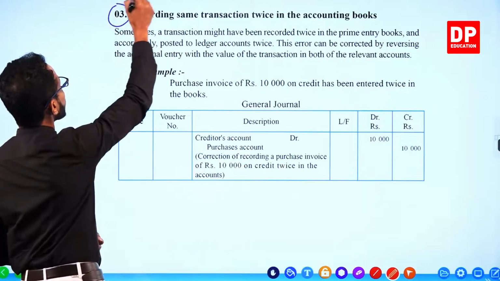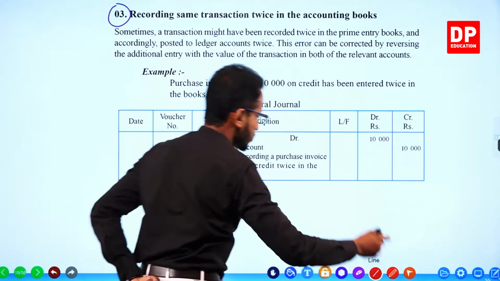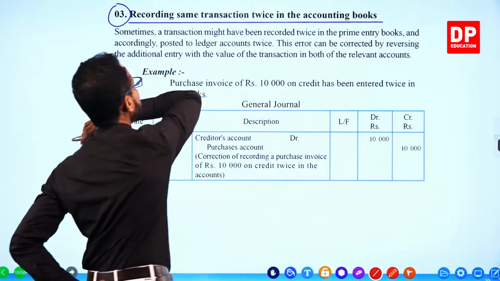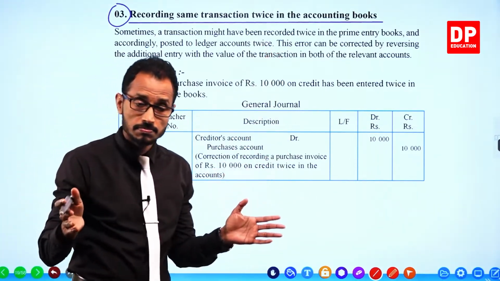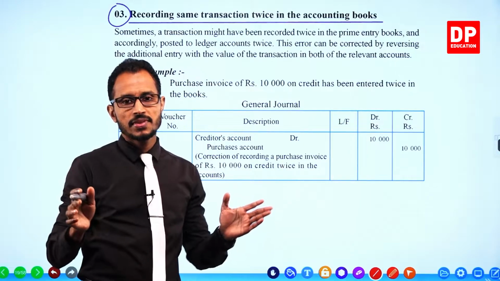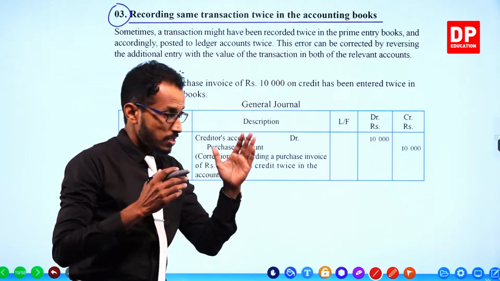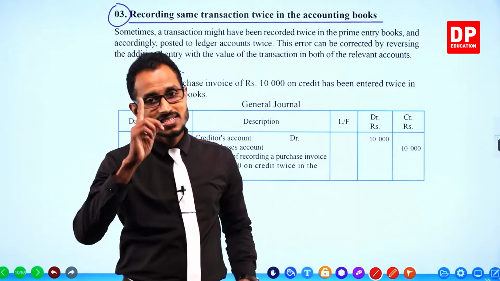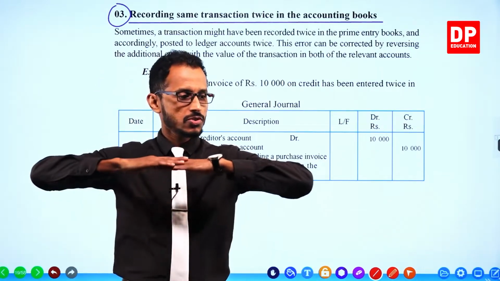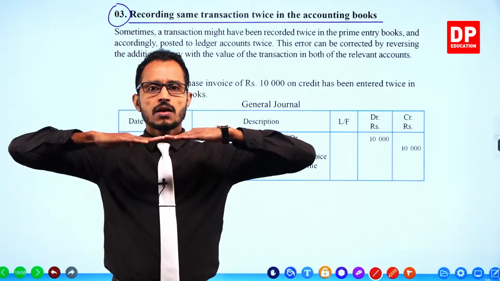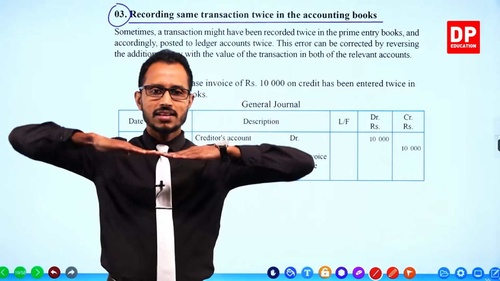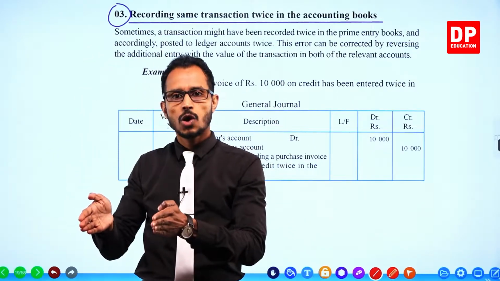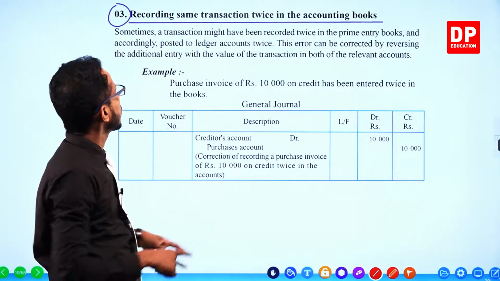One more error which does not affect the trial balance, which means even though these errors occur in the accounting records, even though these errors are already there, the trial balance will still balance. That means the debit column will be equal to the credit column total, right?